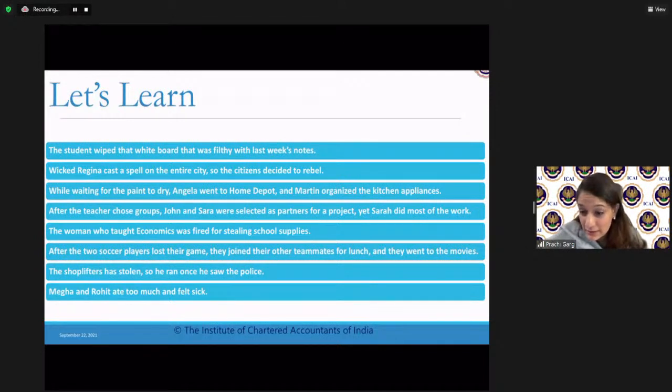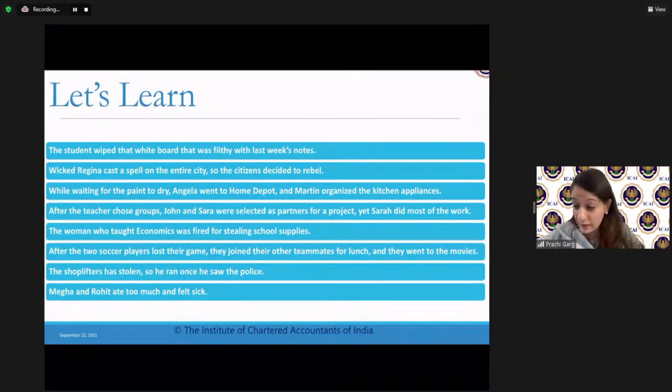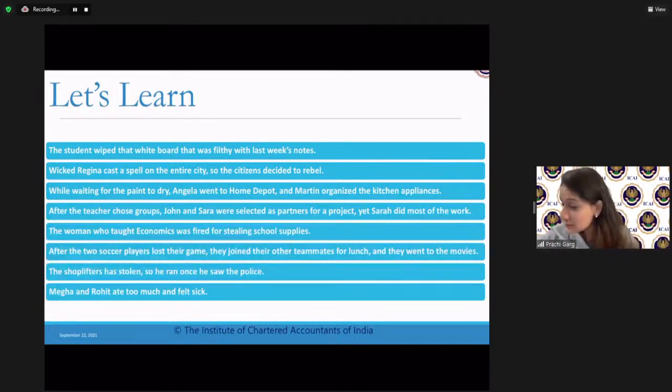Please read it again. There are two independent clauses and there is one dependent clause. While waiting for the paint to dry is dependent. Angela went to Home Depot is the independent clause. And Martin organized the kitchen appliances is the independent clause. It's compound complex. After the teacher chose groups, John and Sarah were selected as partners for a project, yet Sarah did the most of the work. This is again the compound complex, if you see.